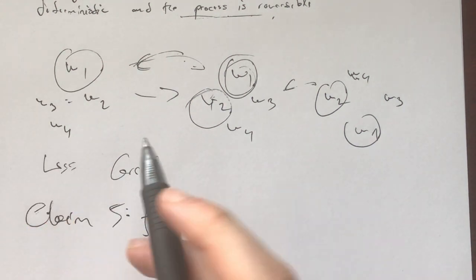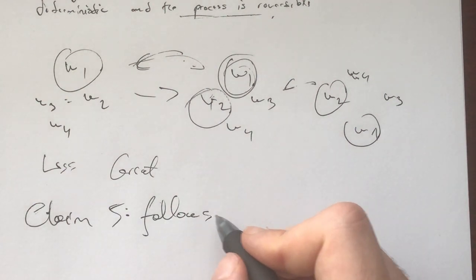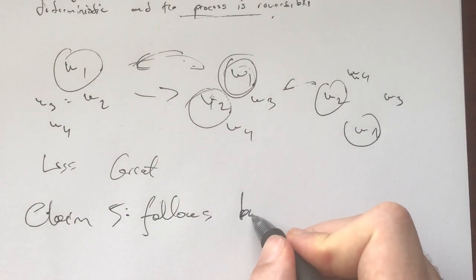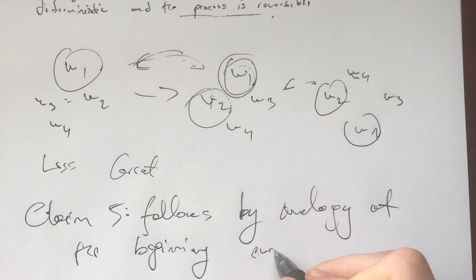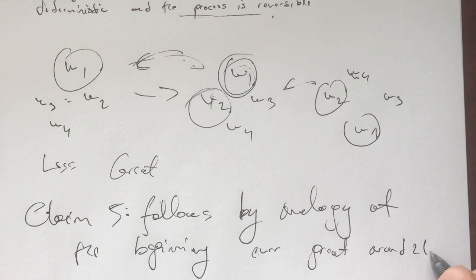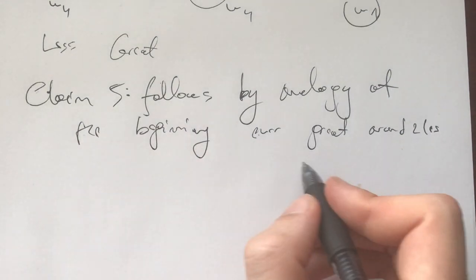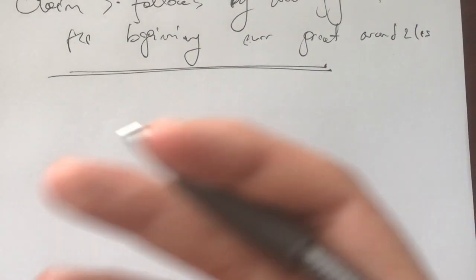Just the same way we proved that at the end all the less walnuts will be around two great walnuts, we have by analogy that at the beginning every great walnut will be around two less walnuts. And now this is actually enough for us to get a contradiction.